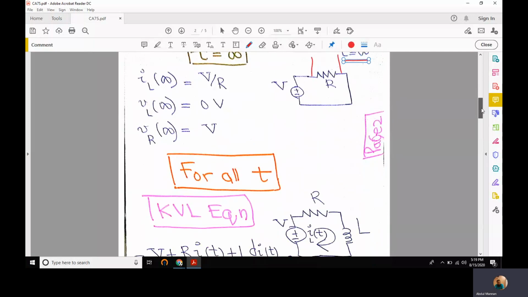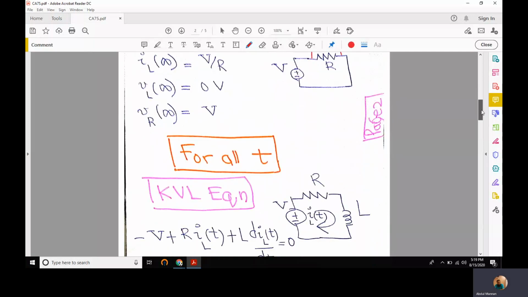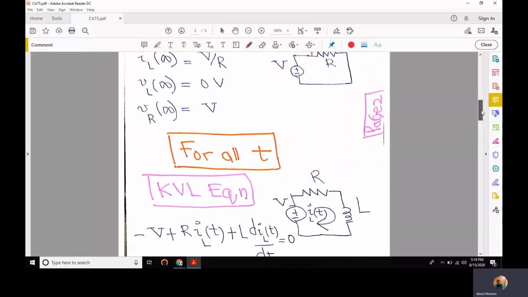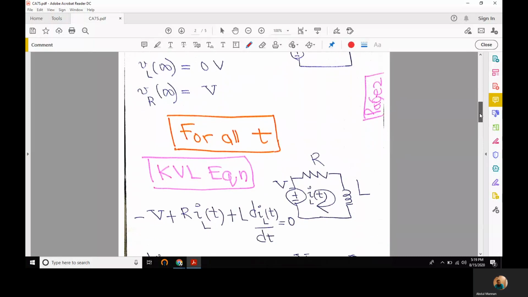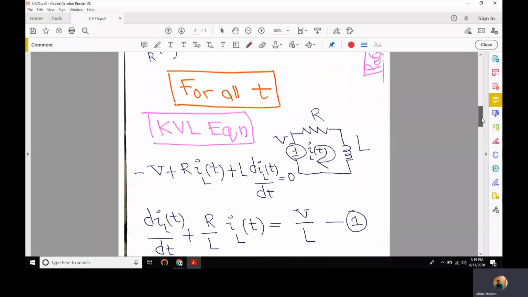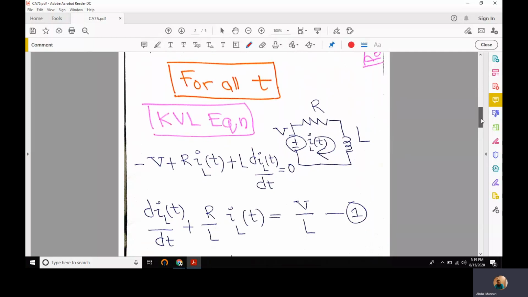Right, so now it is time to compute expressions for I, V_L and V_R for all t. For that, we have to write, just as we did for the RC circuit in the last couple of lectures, a KVL equation for the series circuit: minus V plus R times I_L of t plus, we know that the voltage drop V_L is L times the time derivative of I.